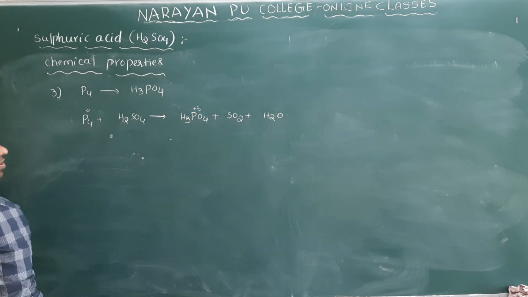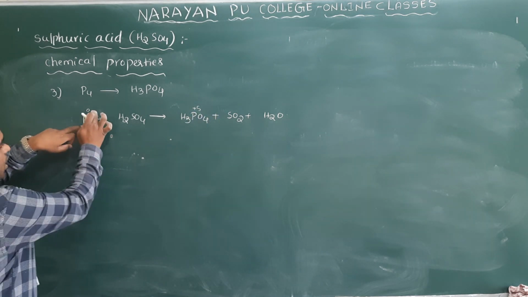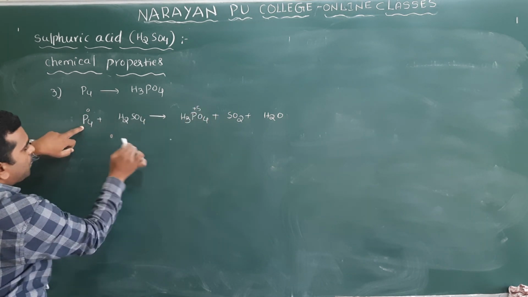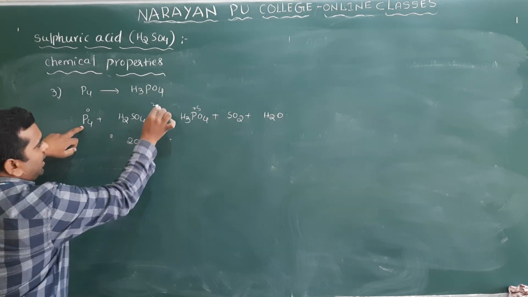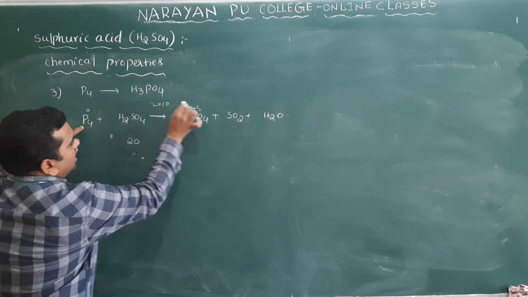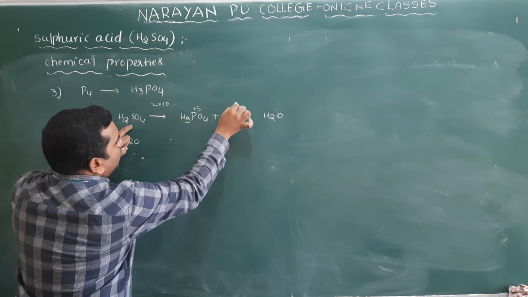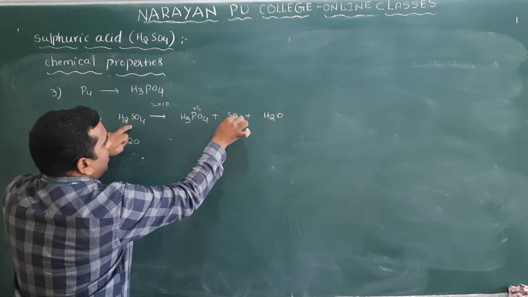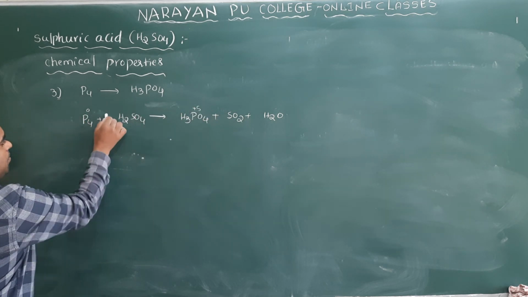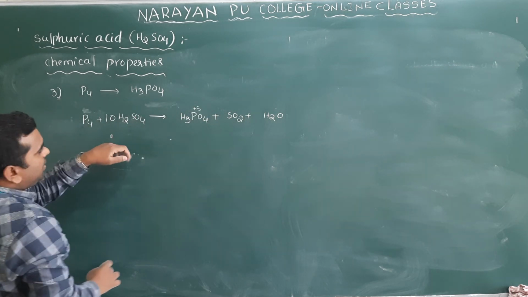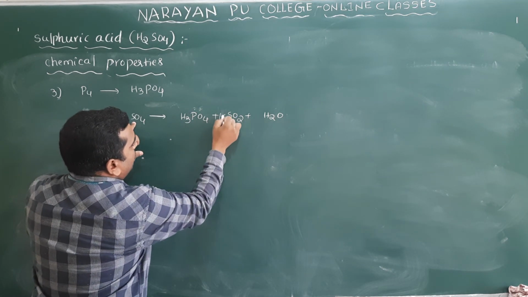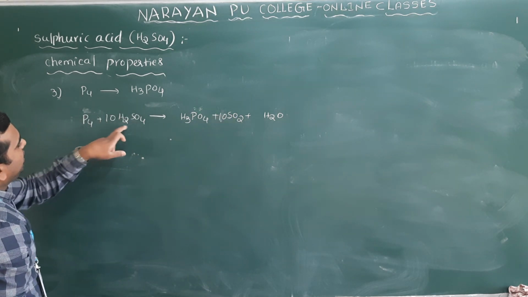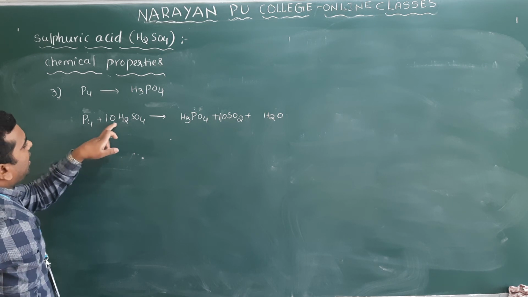+5. Clear? +5 means for 1 phosphorus the increase is 5. For 4 phosphorus increase how much? 20. And here how much? 2. So that's why I have to multiply this H2SO4 to SO2 with what number? 10. So that's why multiply here 10. So 10 means, you know how many sulfur atoms are here also, you should multiply this one also with the 10.